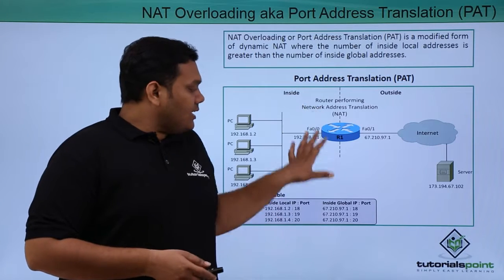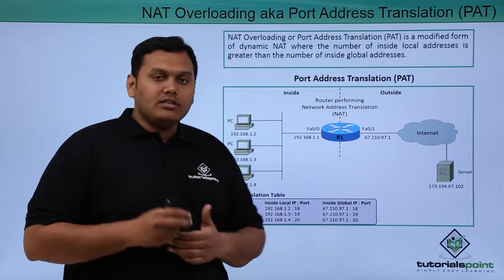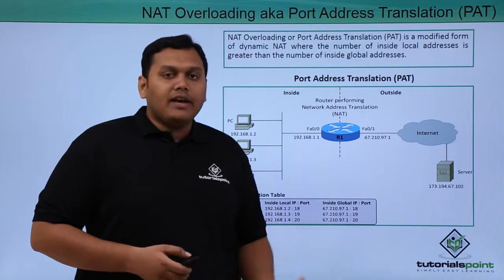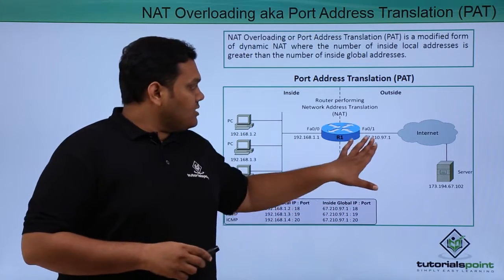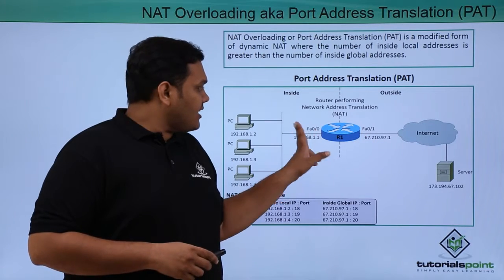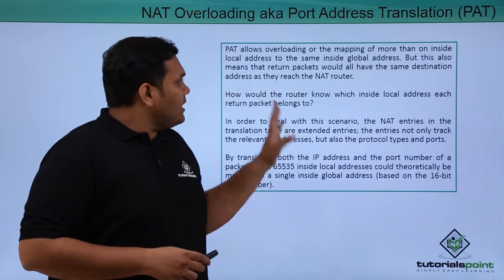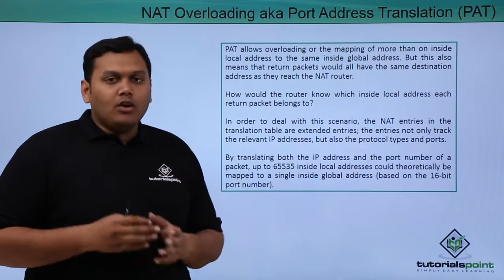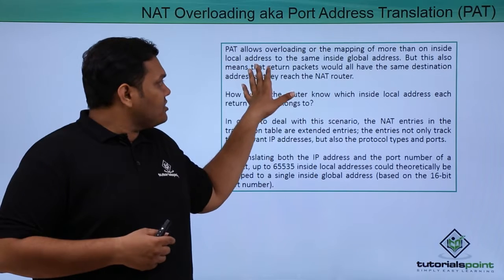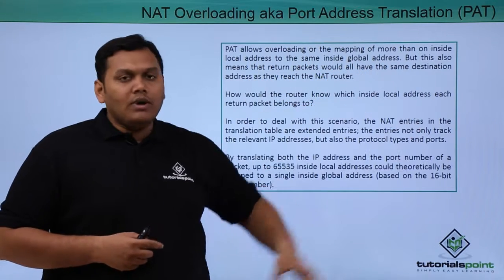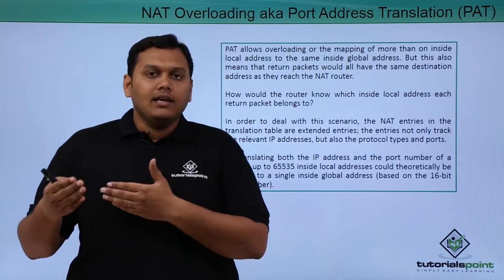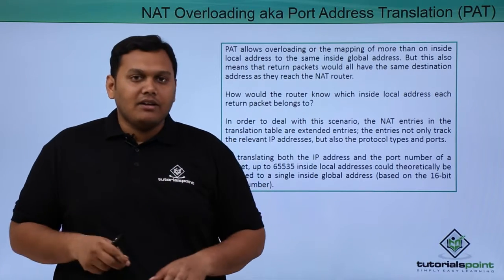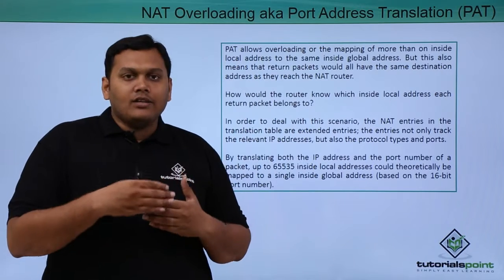So it is very clear that the inside local IP address of the port is translated to the outside global IP address of this port here. This is inside for this area and this is outside for this area. The PAT allows overloading, the mapping of more than one inside local IP address to the same inside global IP address. Here, the mapping of multiple inside local IP addresses to one inside global IP address takes place due to the NAT overloading.